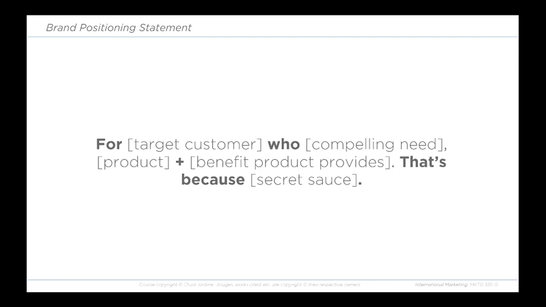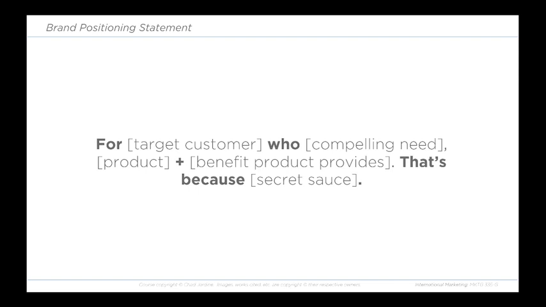So let me give you an example of Scrubbing Bubbles. So Scrubbing Bubbles, right, this is a bathroom cleaner, and it's got the little animated cartoon bubbles on the front. And so think about this. For people who clean their homes, people who clean their bathrooms, who need this job to be easier, we deliver our product, which helps make cleaning easier. That's because we got Scrubbing Bubbles. So think about that, that's because.